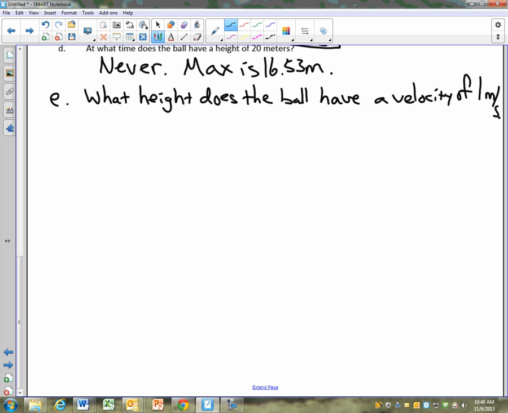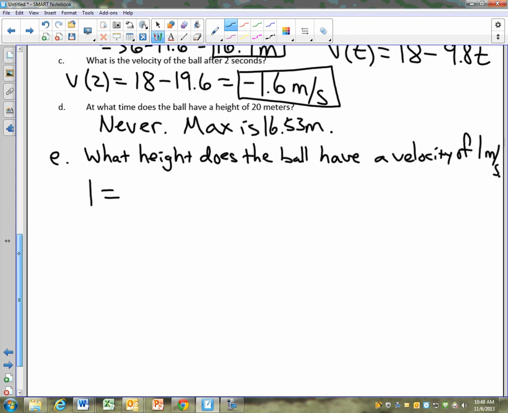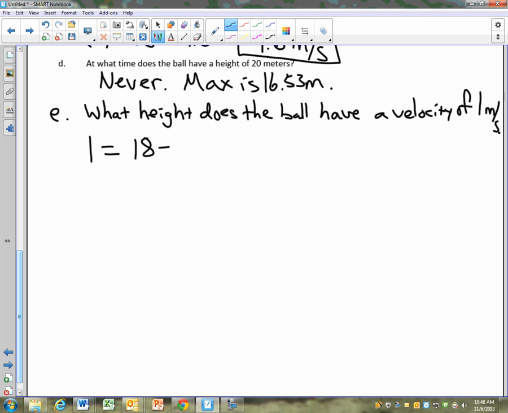So let's just start with the basics. Height of the ball, velocity of 1 meter per second. First, let's figure out what time it has that velocity. I take my velocity function and set it equal to 1. 1 equals 18 minus 9.8t. I'm trying to solve for height. When I solve for this, does that give me height? No, it simply gives me time. So let's do that first.